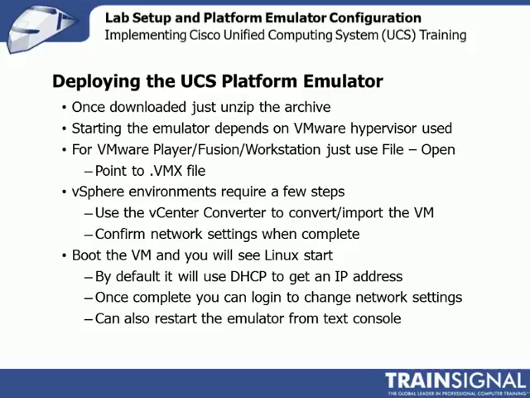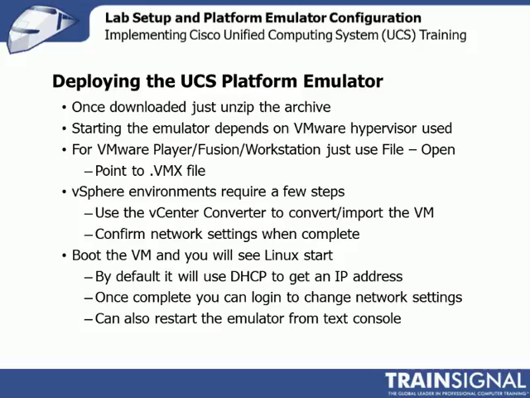When you go and download PE, you're going to download it in what's called a 7-zip. It's a newer format of zip. So if you don't have something that unarchives 7-zip, you'll also need that. There are plenty of free tools out there to unarchive it. Starting the emulator depends on which hypervisor you're using. For something like Player, Fusion, or Workstation, you can just do File Open, point it to the VMX file in the archive, and off you go. Or you can even double click on the VMX file and it'll boot it up.